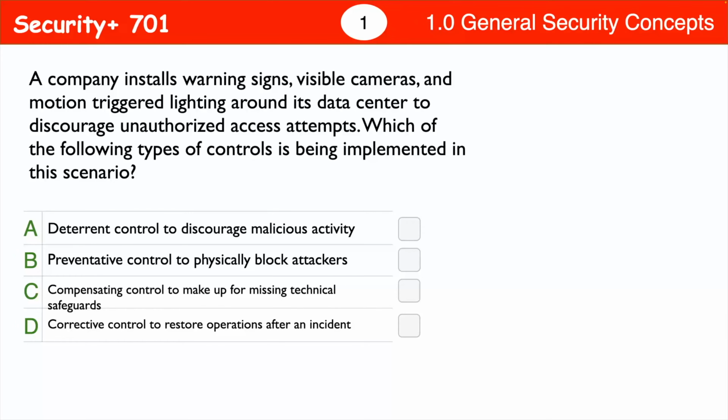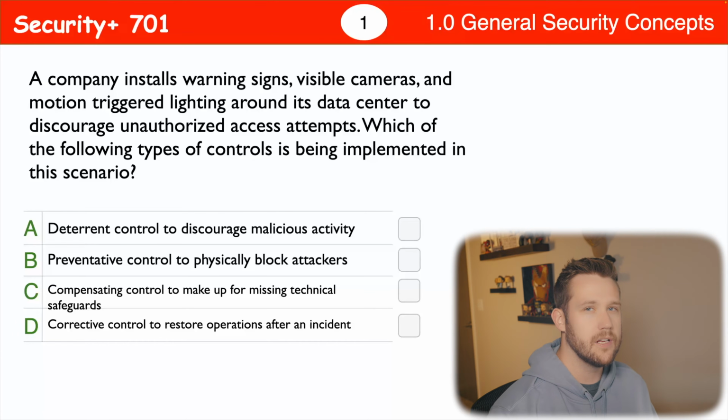All right, question one. A company installs warning signs, visible cameras, and motion-triggered lighting around its data center to discourage unauthorized access attempts. Which of the following types of controls is being implemented in this scenario? A. Deterrent control to discourage malicious activity. B. Preventative control to physically block attackers. C. Compensating control to make up for missing technical safeguards. Or D. Corrective control to restore operations after an incident.